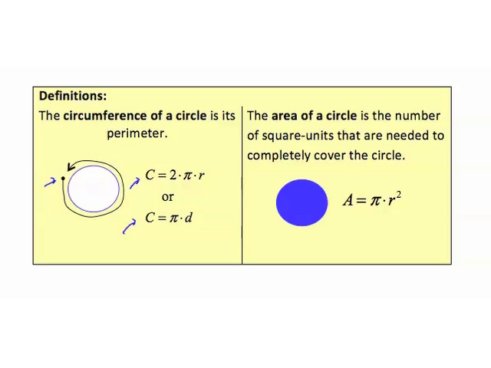The area of a circle is the number of square units that are needed to completely cover the circle. So you can see here in my picture, if we want to find the area of that circle, we need to find how many square units, whatever unit we're measuring with, square inches, square feet, square meters, how many of those square units it would take to completely cover the circle. To calculate the area of a circle, we use capital A for area equals pi times the radius squared.